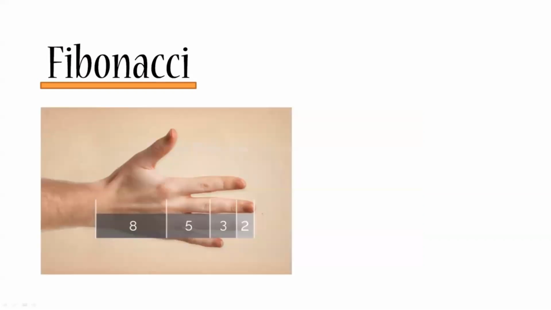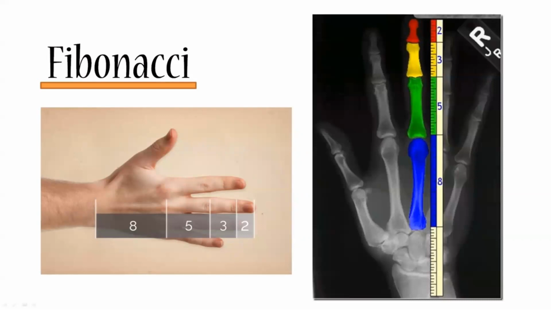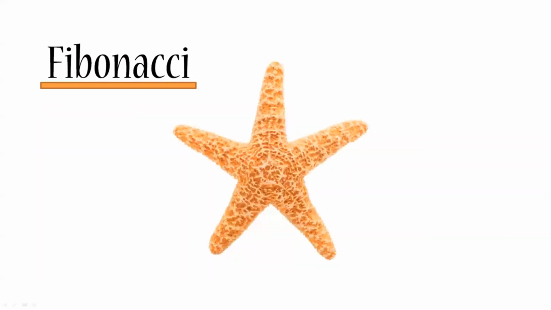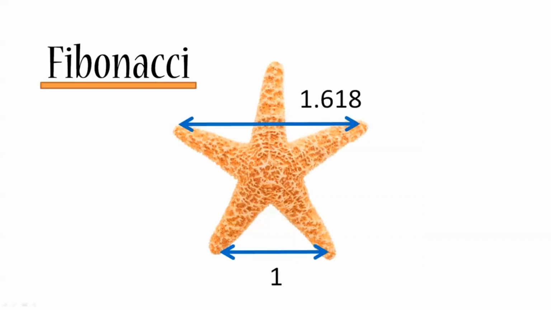Next, the phalanges on your fingers are actually in the same ratio as the Fibonacci numbers: 2, 3, 5, 8. If you don't believe this picture, then here's an actual X-ray. Also, if you take any starfish and you measure its base and take it as a 1, then the distance between these two limbs will be 1.618.